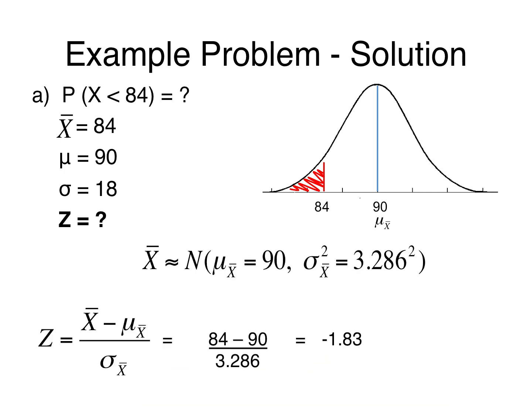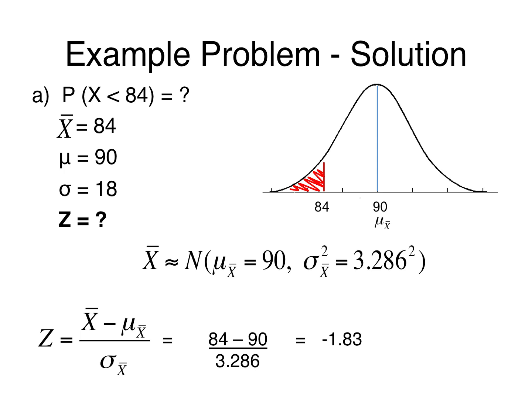For the first question, we want to know the probability that the sample mean IQ is less than 84. To do this, we first standardize the value of 84. So 84 minus 90 divided by 3.286 equals negative 1.83. So getting a sample mean of 84 is 1.83 standard deviations below what we would expect the sample mean to be, the true mean of 90.